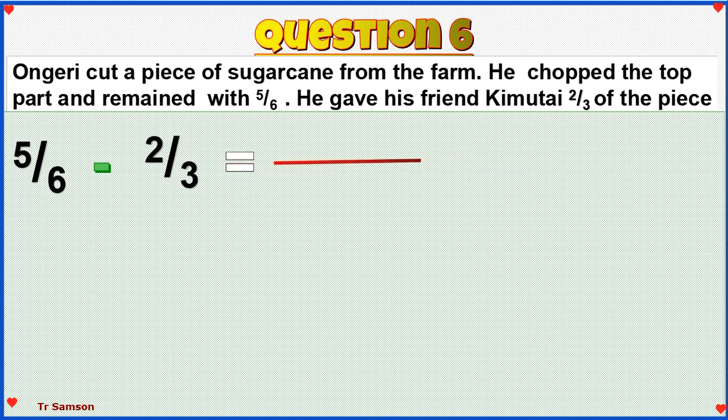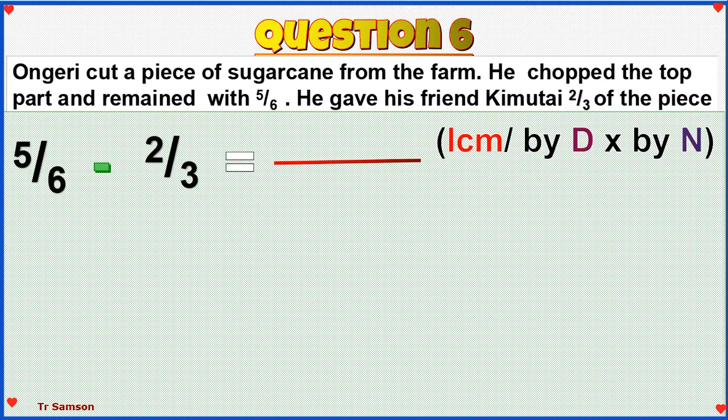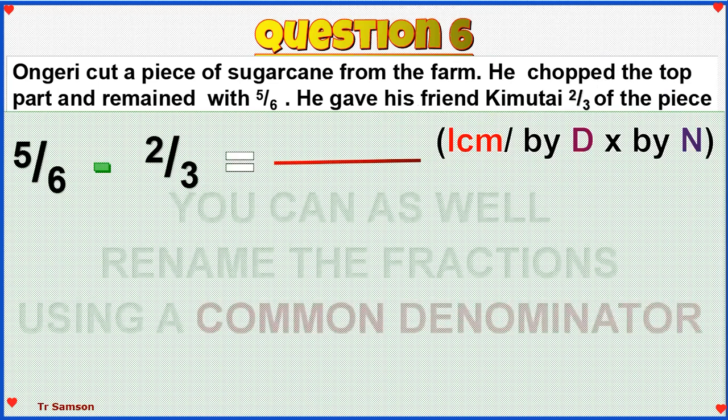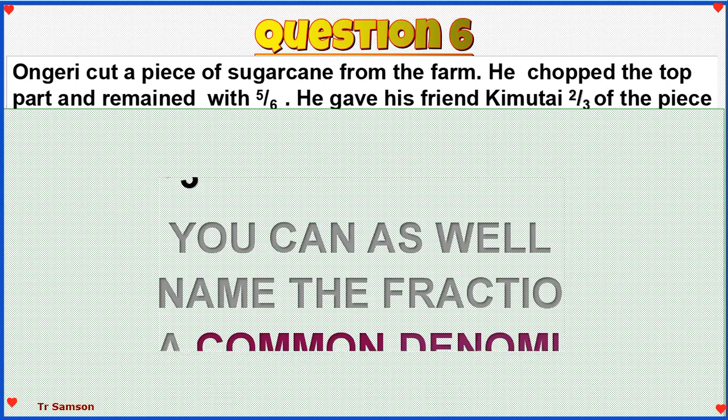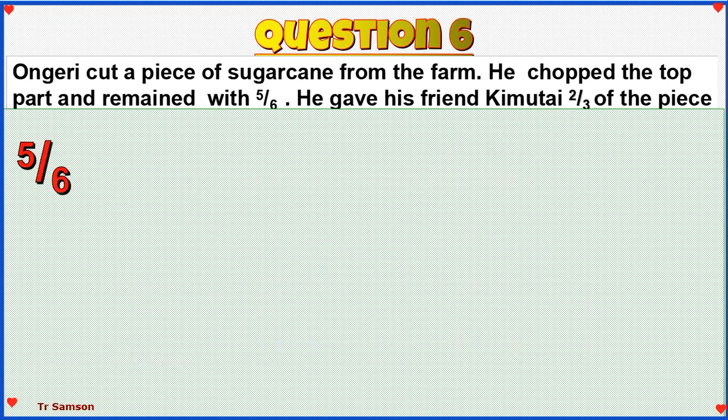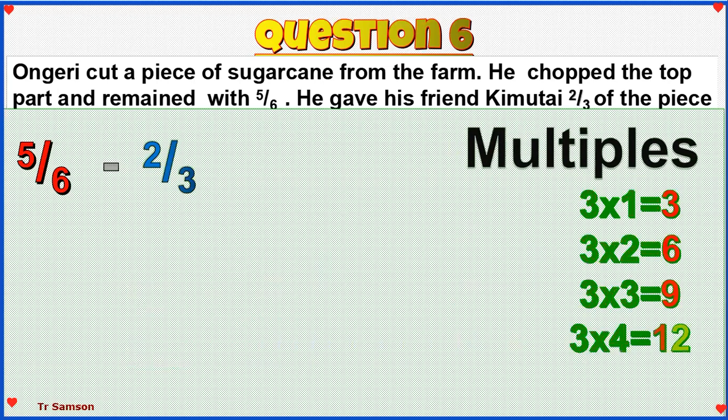Look for LCM. We shall say, look for LCM, divide by the denominator, and multiply by the numerator. Or you can as well rename the fractions using a common denominator. In this case, I want to use a common denominator where 3 changes to 6. So 5 over 6 minus 2 over 3. I write the multiples of 3. 3, 6, 9, 12. 3 times 1 is 3, 3 times 2 is 6, 3 times 3 is 9, and 3 times 4 is 12.